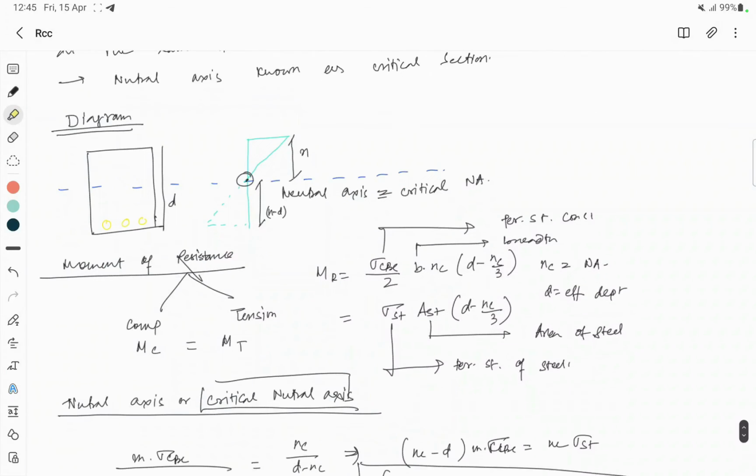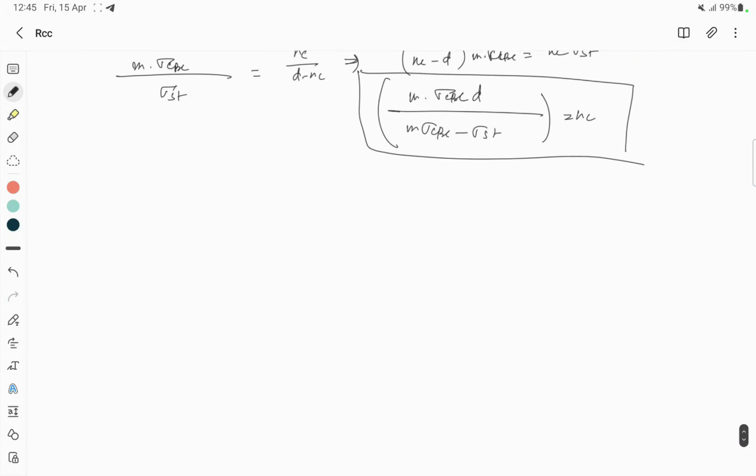In next video, we will talk about the under reinforcement section.